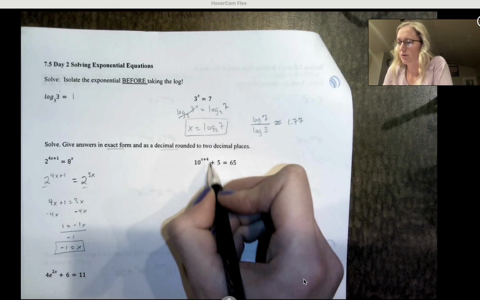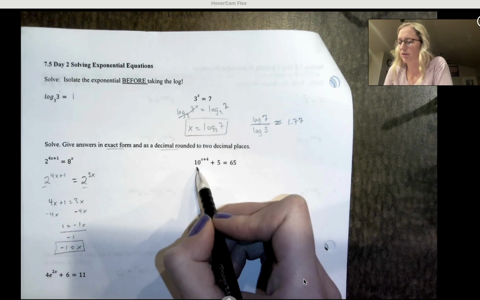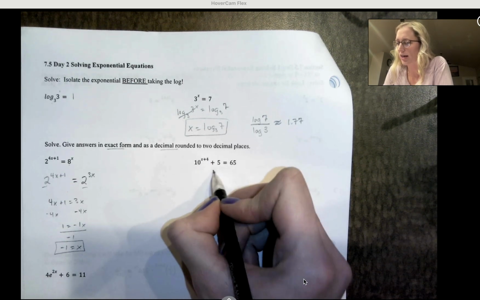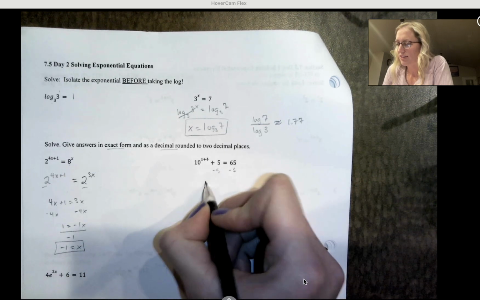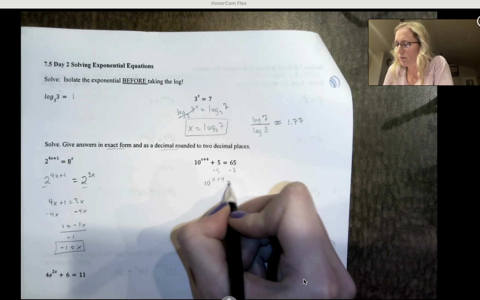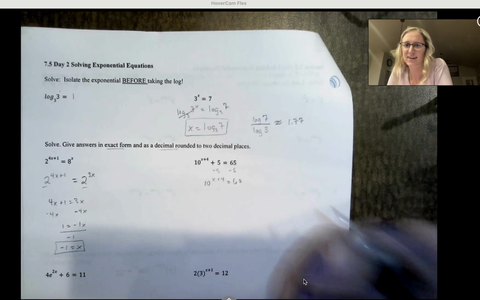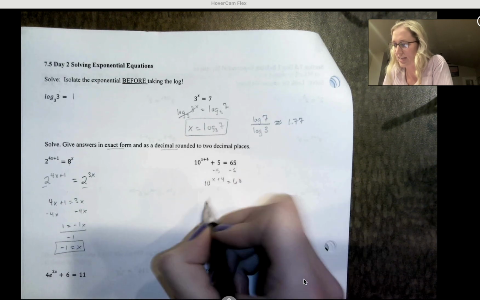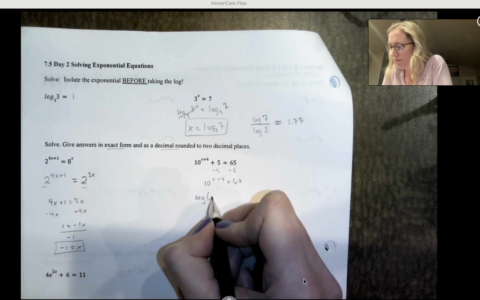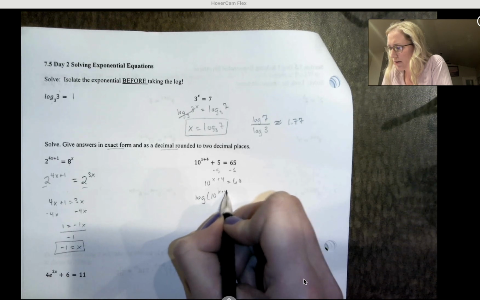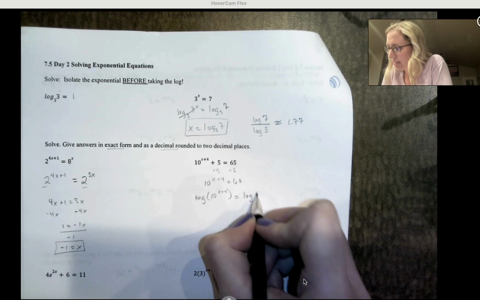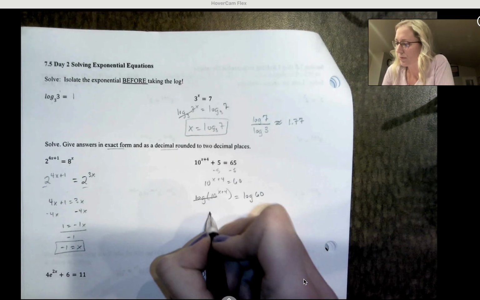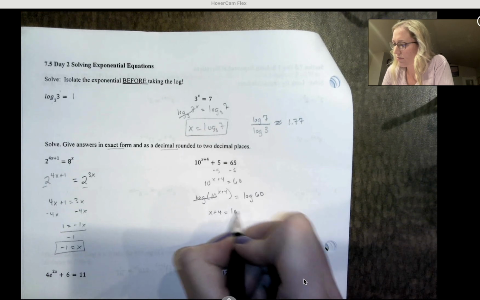Okay, this one I need to isolate the exponential first. I can't write 65 in terms of any base, so I'm just going to subtract 5. So we've got 10 to the x plus 4 equals 60. Again, 60 I can't write using a base of 10, so I'm going to go ahead and take log of both sides, log base 10. So I've got log of 10 to the x plus 4 equals log of 60. Okay, so log and exponential base 10 cancel, and we're left with x plus 4 equals log of 60.